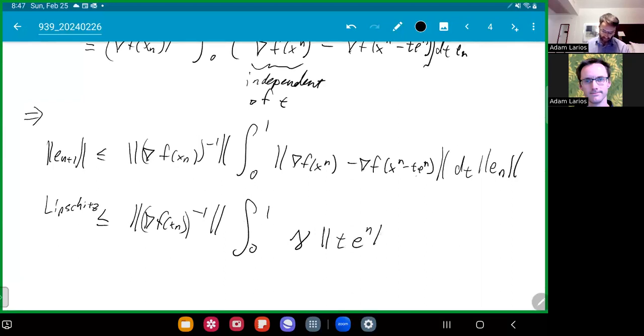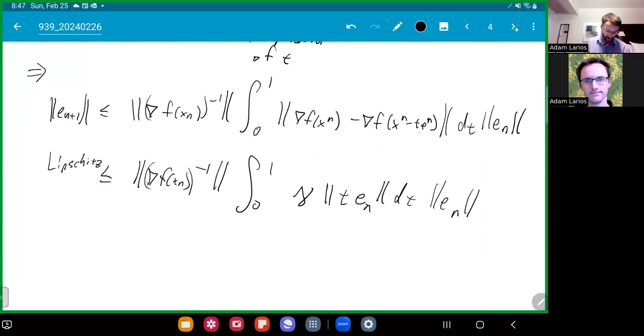So t en, sorry, that should be a subscript, times dt, times en. And then that t can come right out of the norm. Notice we're integrating from 0 to 1, which is a positive interval. So t is positive. So when I pull it out, it doesn't need an absolute value.